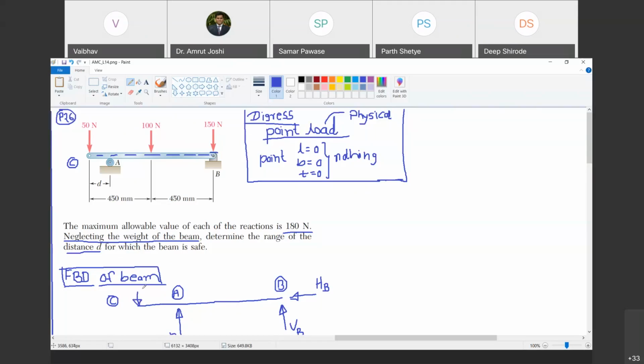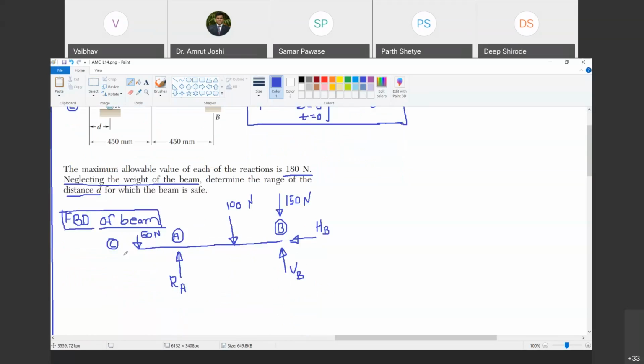तो ये हुआ 50 न्यूटन का फोर्स. Are you with me? Yes sir. Then this is 100 Newton force. Yes sir. And you have 150 Newton force here. Yes sir. So this is the free body diagram of beam, but it is not complete because I have not shown the distances. Are you with me? Yes sir. So ये distance हुआ D, ये distance हुआ 450 minus D. और ये distance हुआ 450. Are you with me? I have translated the distances in the format which is suitable to me.